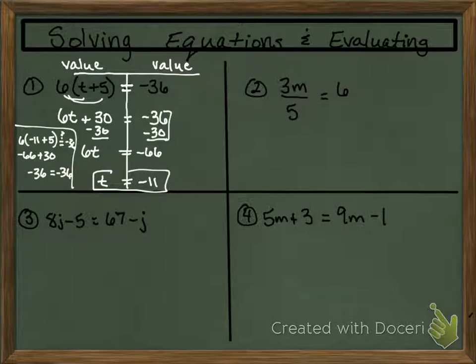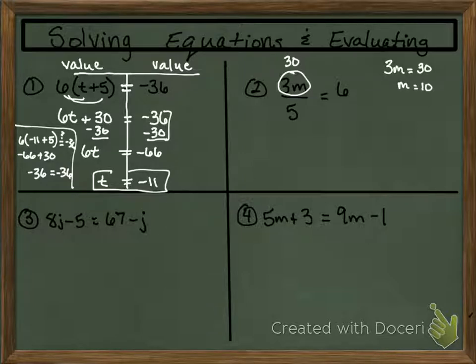Number 2 says that 3m divided by 5 is equal to 6. Generally speaking, I know that whatever is on the top, divided by 5, has got to give me 6. I know that 30 divided by 5 gives me 6. Some will say they know that 3m has got to equal 30, and thus when I divide by 3, m has got to equal 10.